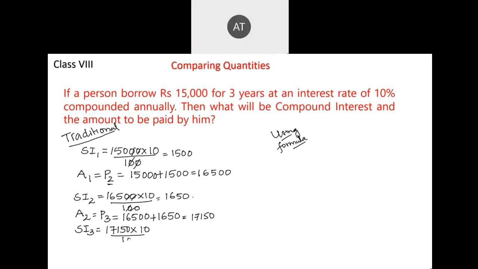Here two of the zeros get cancelled. We just get 1715, isn't it? Yes, sir.